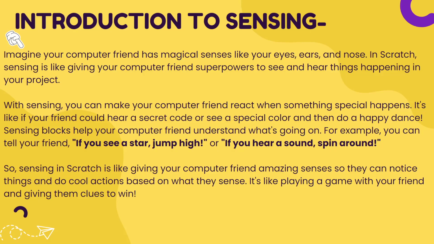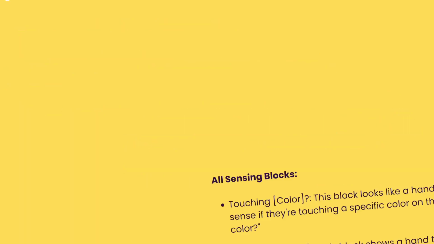With sensing, you can make your computer friend react when something special happens. It's like if your friend could hear a secret code or see a special color and then do a happy dance. So you can tell your friend, if you see a star, jump high. If you hear a sound, spin around. So you're telling it, if the sprite is sensing something, what it should do. So sensing in Scratch is like giving your computer friend amazing senses so they can notice things and do cool actions based on what they sense. It's like playing a game with your friend and giving them clues to win.